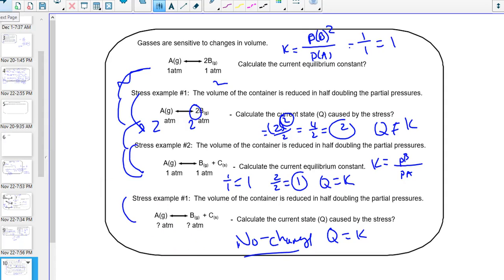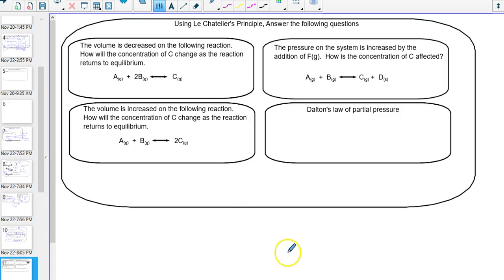Alright, so pressures. So here we go. Let's try a couple examples of these. The volume of the container is decreased in the following reaction. How will the concentration of C change as the reaction returns to equilibrium? Okay, so what I do in this problem is I look at only my gases. I got 3 gases over here, and I have 1 gas over here. The volume is decreased, so my pressures are increasing.